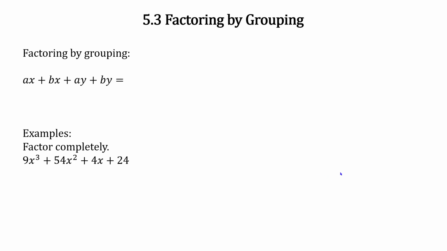Okay, time to talk about factoring by grouping. Looking at something like this, we've got four terms. What we're going to do is factor these two things separately. We've kind of done this a little bit already. I'm going to factor out an A here. I'm sorry, an X. And over here, I'm going to factor out the Y.